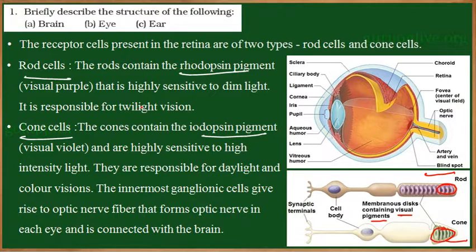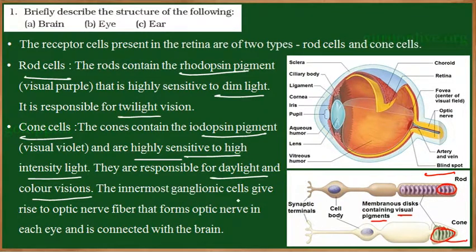Now these pigments are light sensitive. Rhodopsin is sensitive to dim light and is responsible for twilight vision, that is the evening vision. The pigments present in the cone cells, the iodopsin pigments, are sensitive to high intensity light, that is bright light. They are responsible for daylight and color vision, since they are sensitive to bright light.